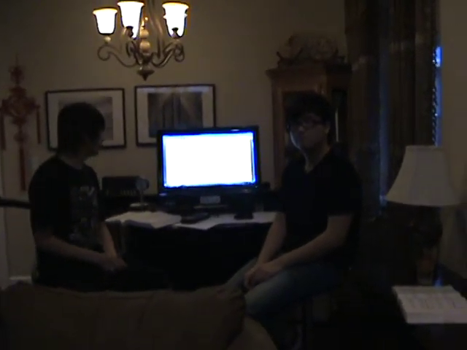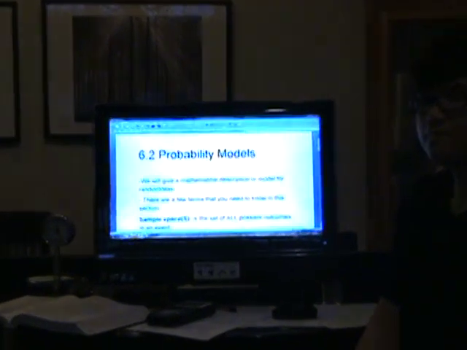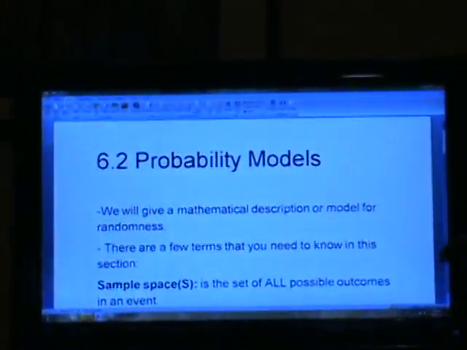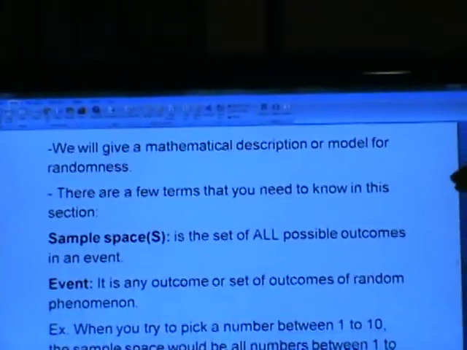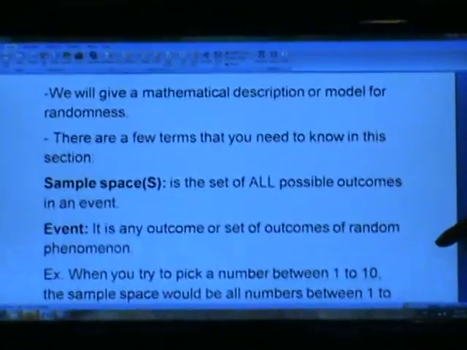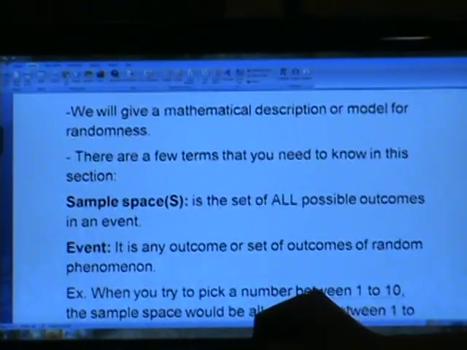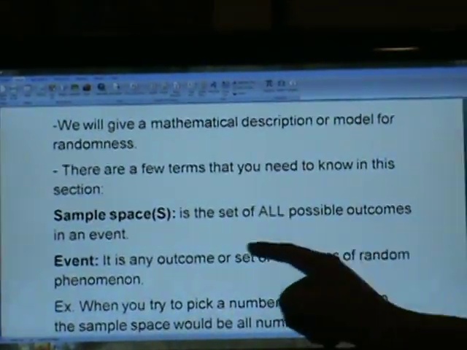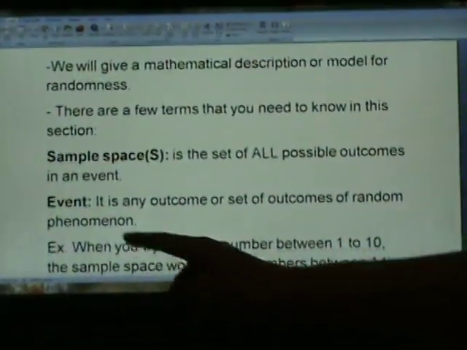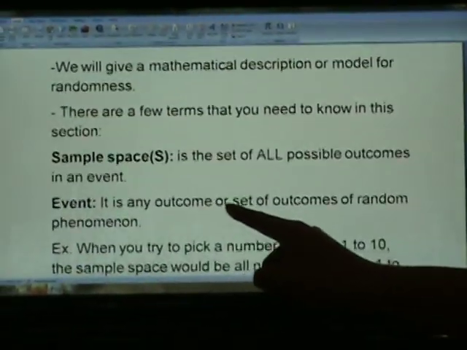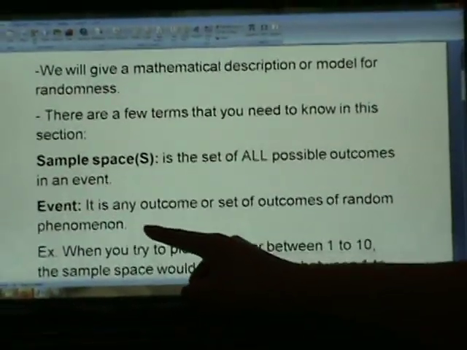Okay, so now we've moved on to chapter 6.2, Probability Models. Matthew, you can begin. Before we start this section, we have a few terms which you have to know about first. Sample space, S, is the set of all possible outcomes. And an event is any outcome or set of outcomes of a random phenomenon.